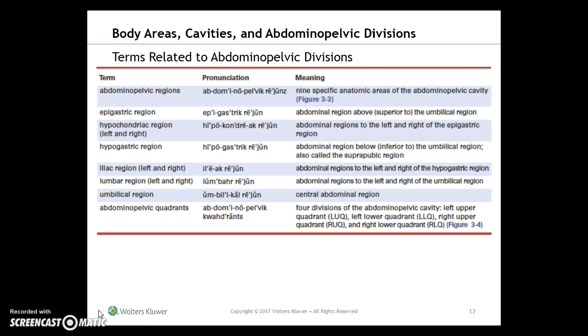When we look at terms related to the abdominopelvic divisions, the terms that you need to become familiar with are the abdominopelvic regions, the epigastric region, the hypochondriac region, left and right, the hypogastric region, the iliac region, left and right, the lumbar region, left and right, the umbilical region, and the abdominopelvic quadrants.